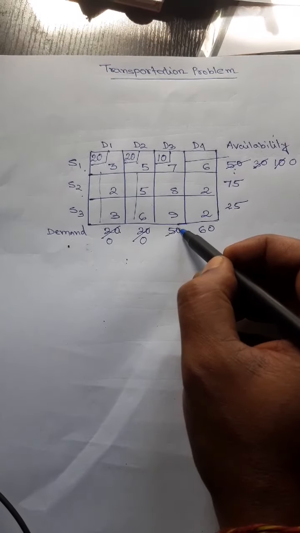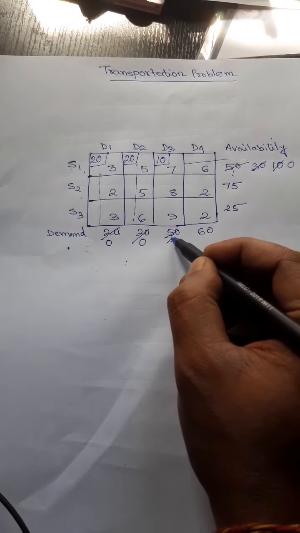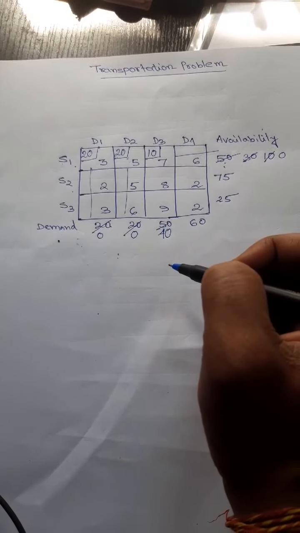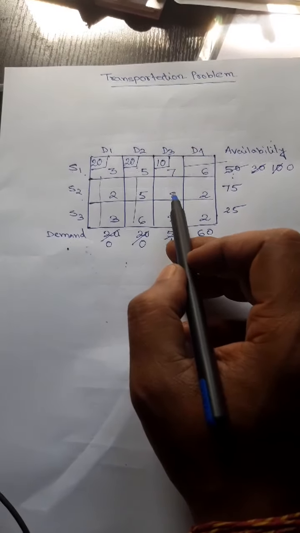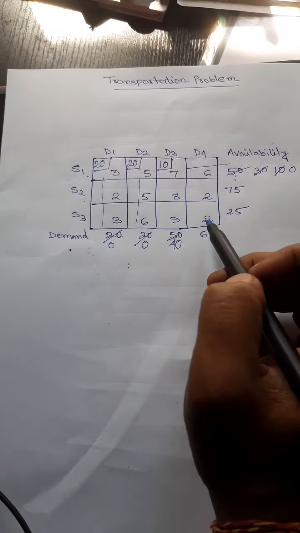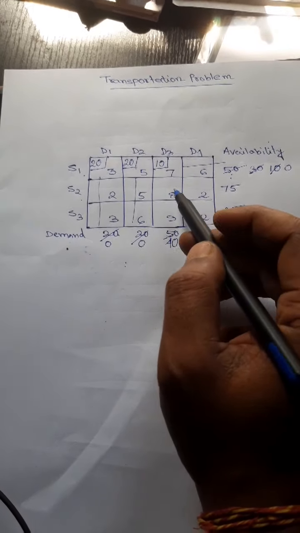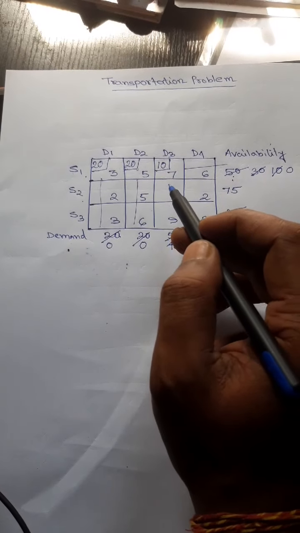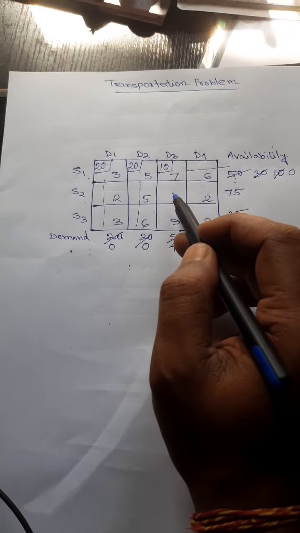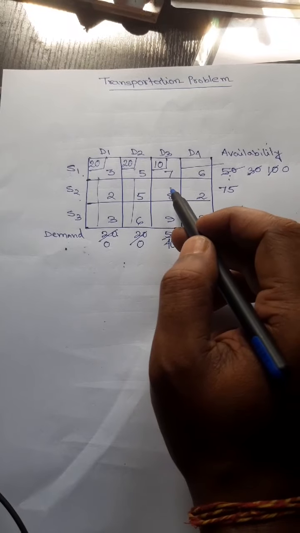So demand right now at destination point 3 is 40. 50 minus 10 is 40. Okay. Right now we have these 4 unallocated cells. Now we need to find out which is the northwest corner room. Here the northwest corner room is this one, so that means we need to allocate something here. The room coordinate is S2D3.